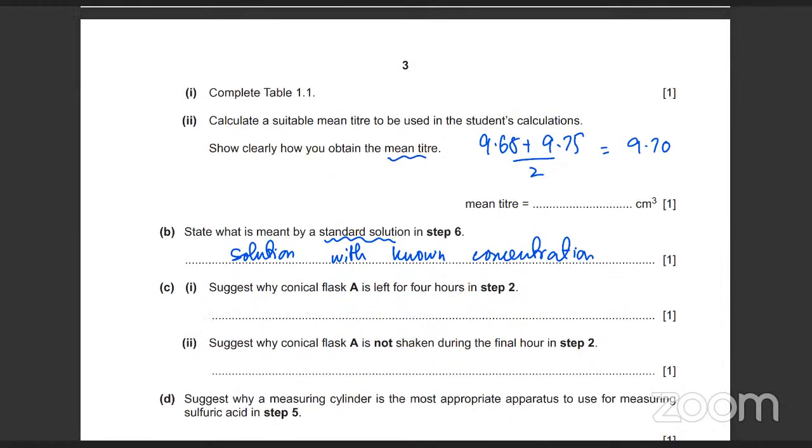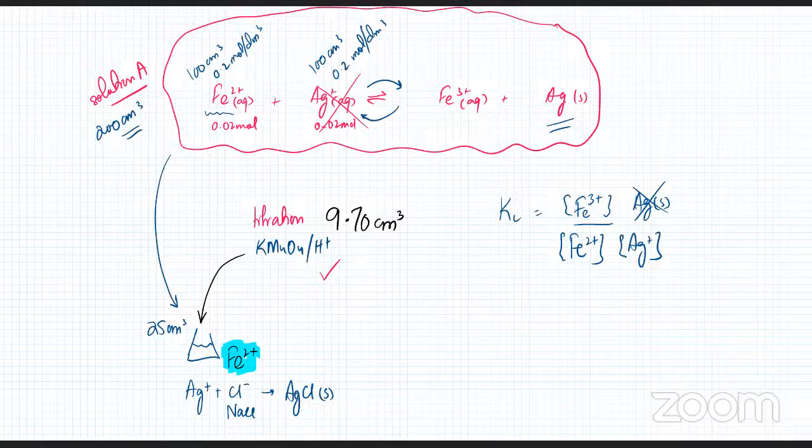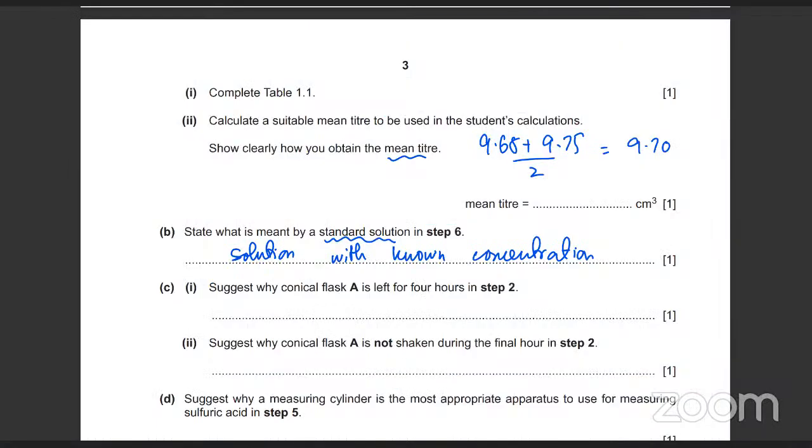Then the next part is to suggest why conical flask A is left for 4 hours. When he made A, he left it for 4 hours. What was the purpose of that? To reach equilibrium. Obviously he wanted the equilibrium to be established. He wanted the rate of forward reaction and backward reaction to be equal, so that the mixture attains equilibrium.